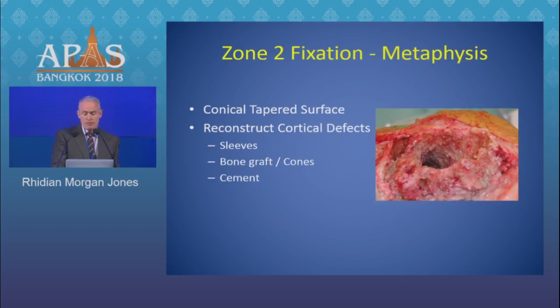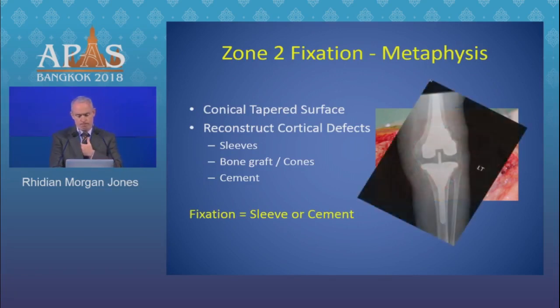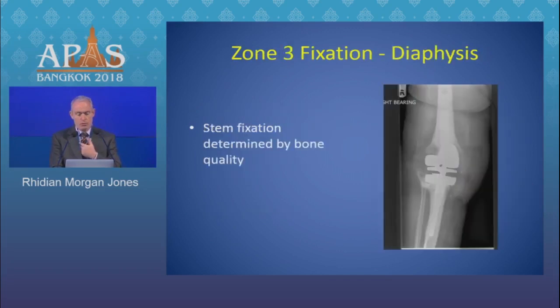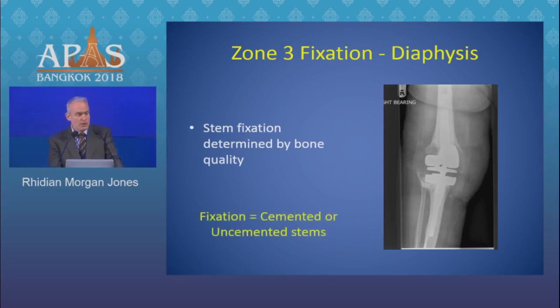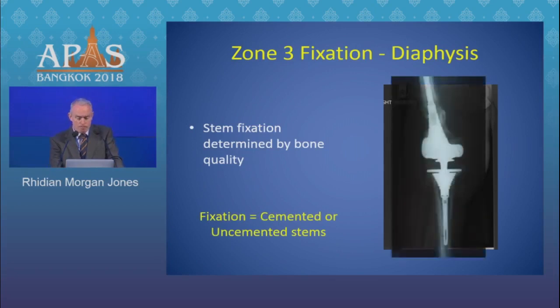Zone 2, we're into metaphysis. We've got conical tapered surfaces above and below, and we need to reconstruct sometimes centrally and peripherally. And we can do that with sleeves, with bone graft, with cones for reconstruction. The fixation currently is only going to be cement or sleeves. Those are your two fixation options in zone 2. Zone 3, the diaphysis. We've got a long history of diaphyseal fixation, be it cemented or uncemented, and I don't think it matters which you choose as long as you do it well.